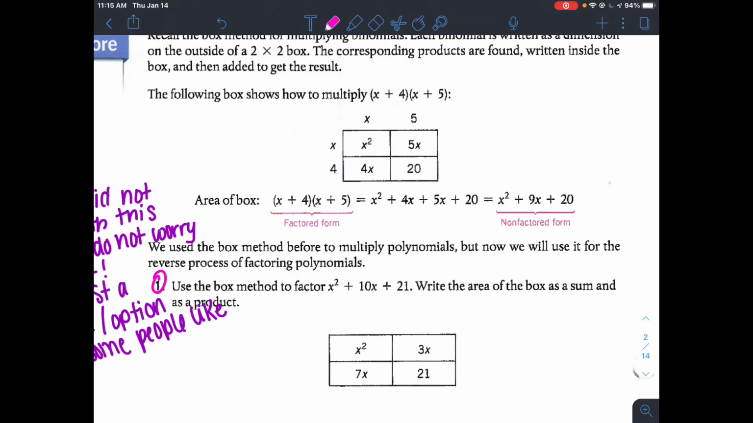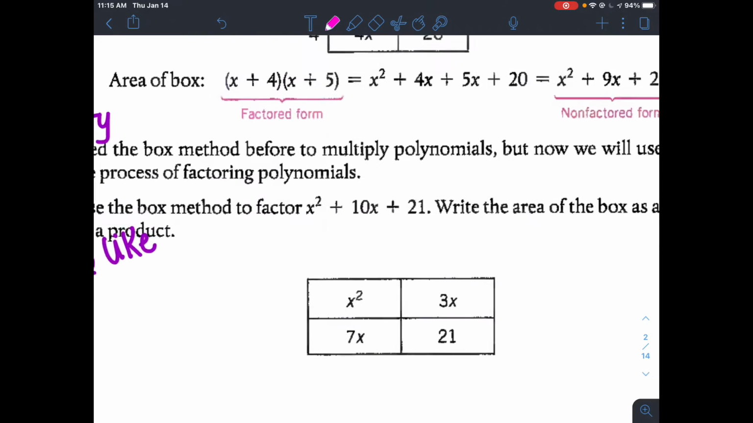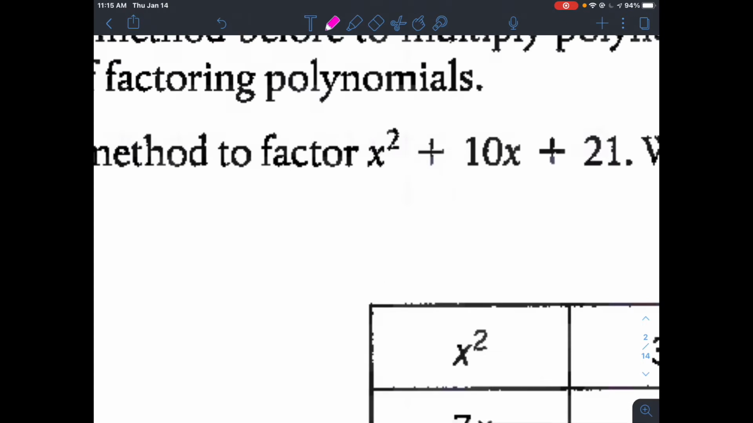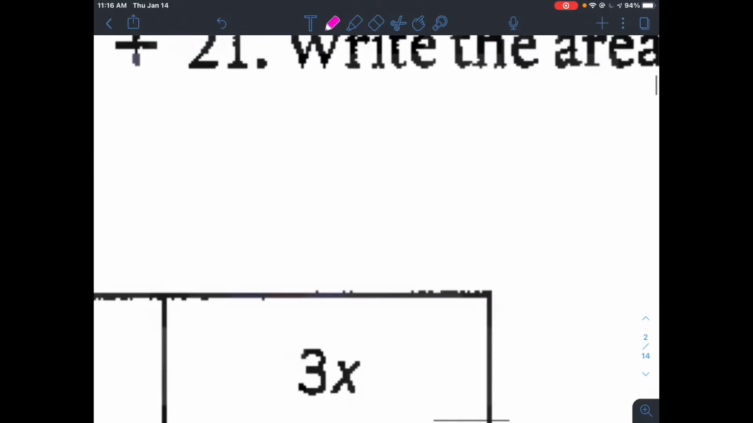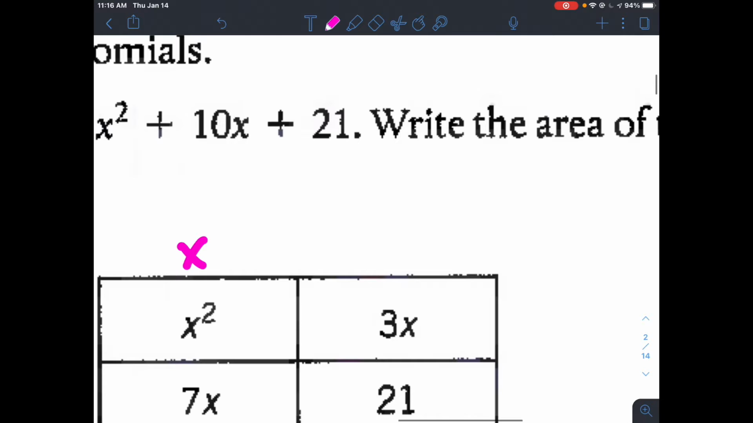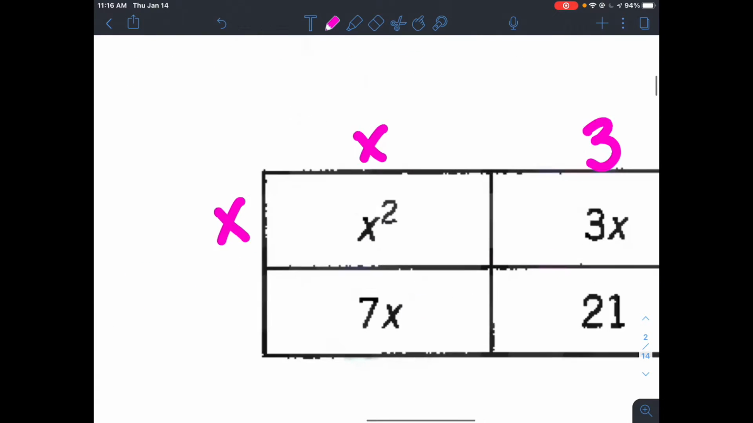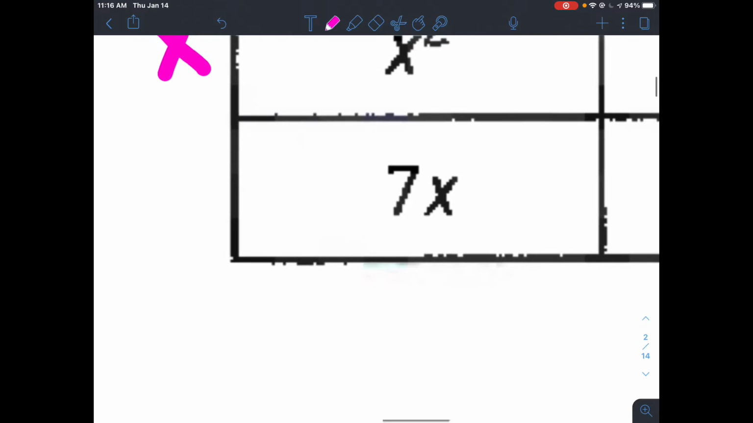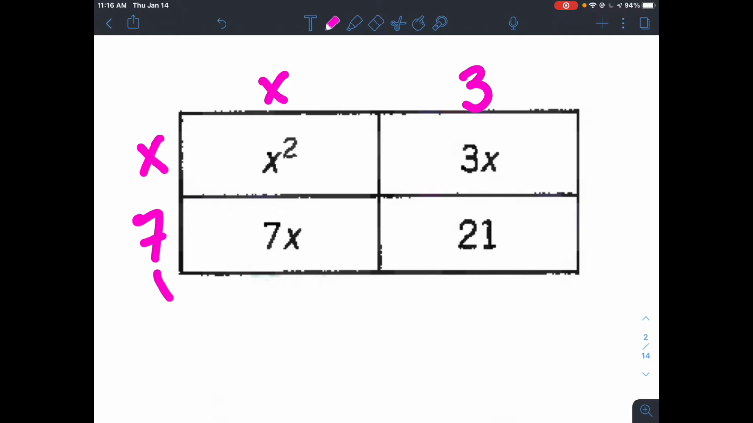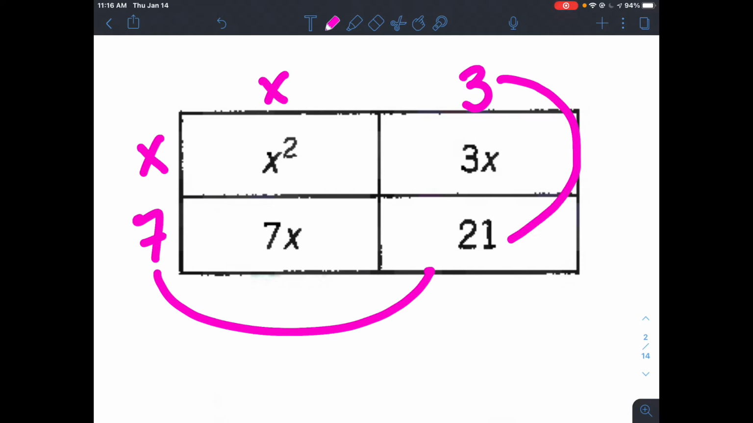Okay, so we're going to use the box method to factor x squared plus 10x plus 21. So we're kind of going backwards from what we just did. They have already filled out the box for us, so that's not something that we need to concern ourselves with. We just need to work backwards. So for this one, what times what is x squared? Well, it's an x and an x. For this box, what times what is 3x? Well, I already have an x over here, so x times what? X times 3. Down here, pretty similar. We have an x. X times what is 7x? 7. And then we have filled in already 7 times 3 is 21.